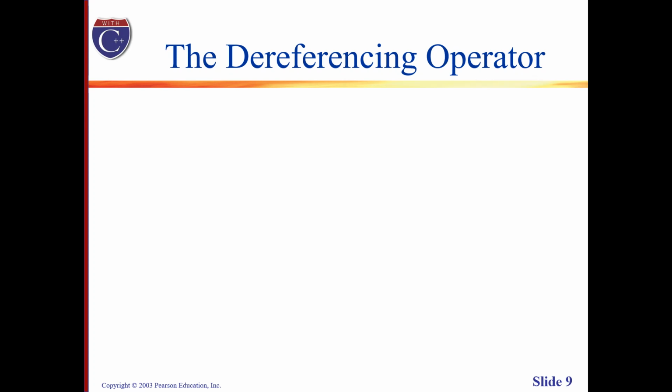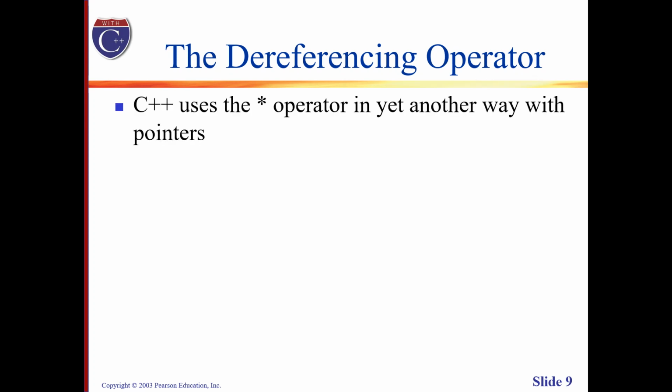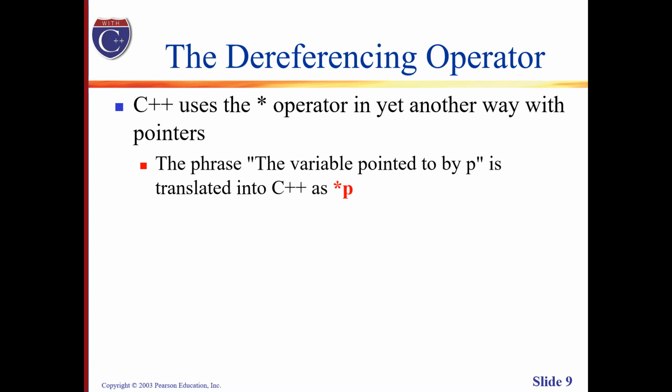How about the dereferencing operator? C++ uses the asterisk operator in another way with pointers. For instance, the phrase "the variable pointed to by p" is translated into C++ as this statement, asterisk p. Hence, the variable pointed to by pointer p. In this example, the asterisk is the dereferencing operator.